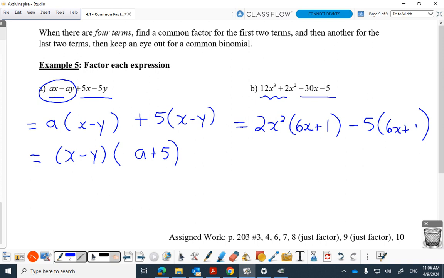Whoa. It did it again. What's common to both of those terms? 6x plus 1. And just to check, is there anyone who can tell me, once you've seen enough of these, it's not all that surprising. What does the second bracket have to be? 2x squared minus 5. Those are not easy, friends.